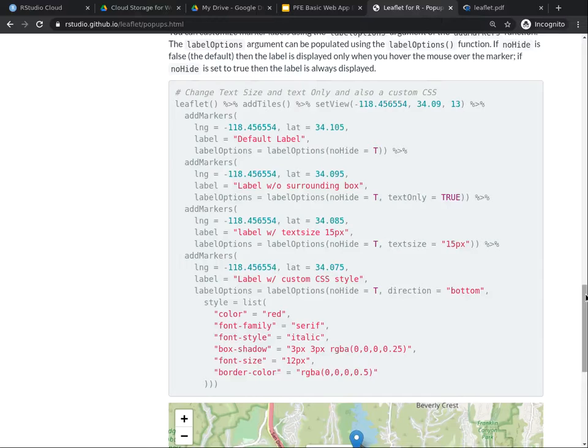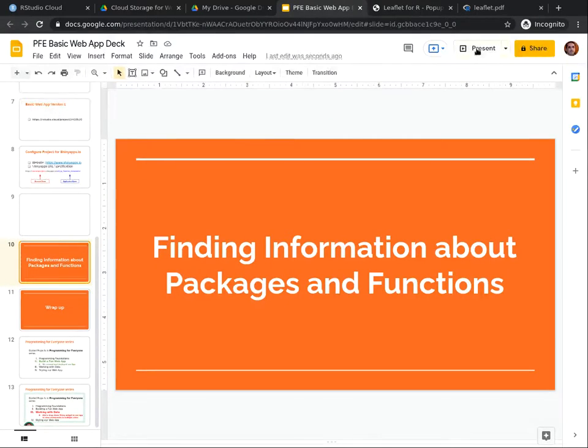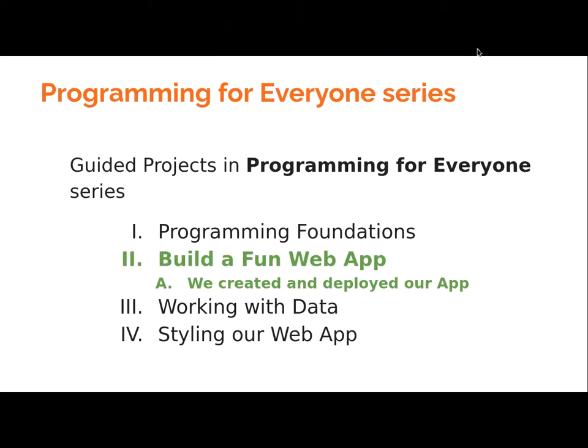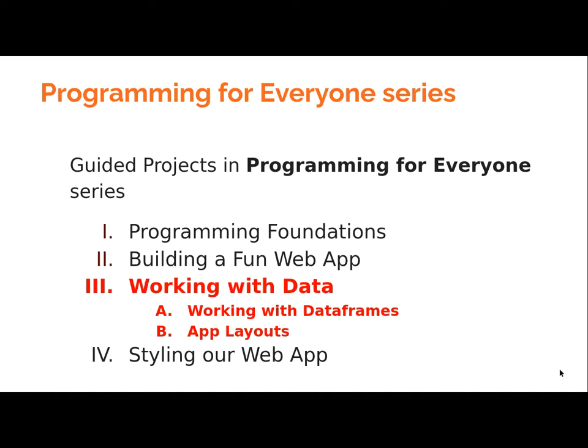Now let's do a quick wrap up. In this second guided project, we built a fun web app and we deployed it to the shinyapps.io website. In the next guided project, working with data, we will learn how to work with data frames. We will also learn about Shiny app layouts. This will help us add a drop-down to our app, using which we can display restaurants from multiple cities.